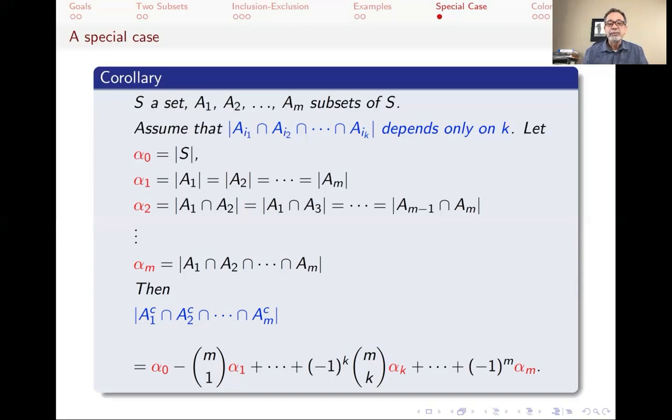And a typical term will be M choose K times alpha K, and it's going to be minus 1 to the K because every other one is plus or minus, and we continue like that. In this case, we don't have those summation signs, and things are a little bit more streamlined. Let's look at one example.